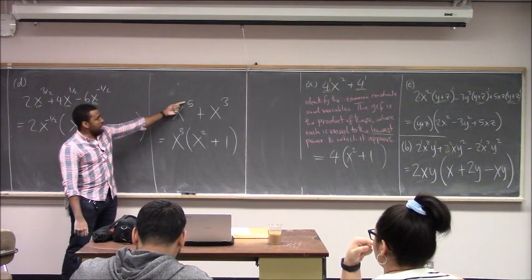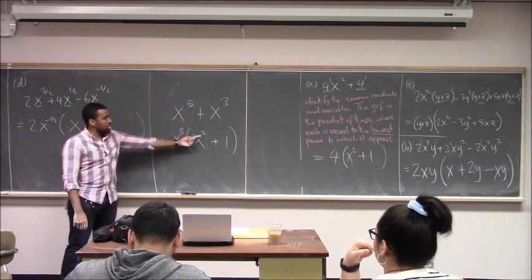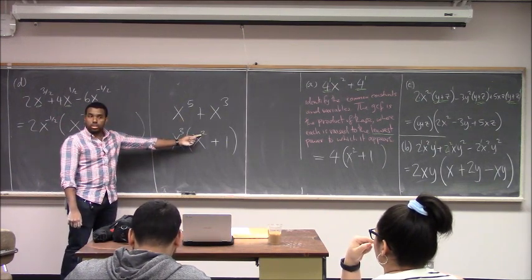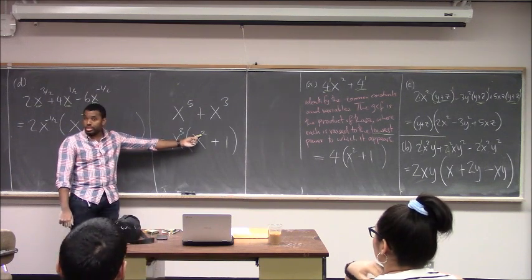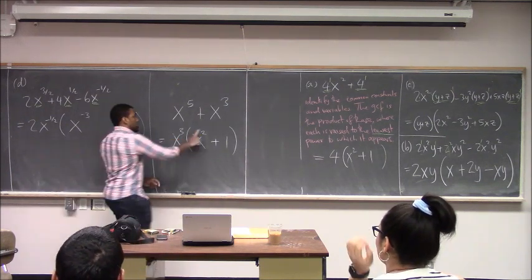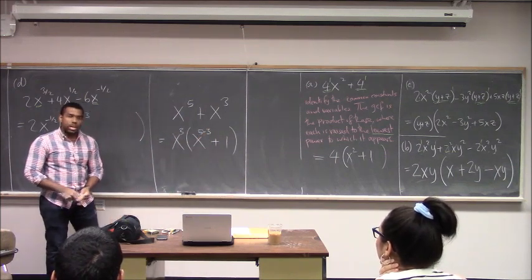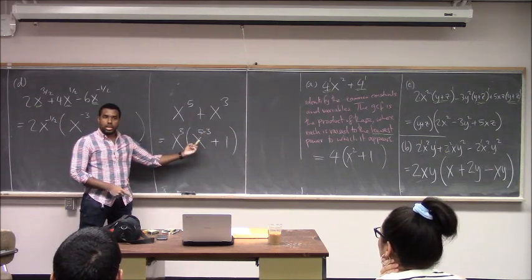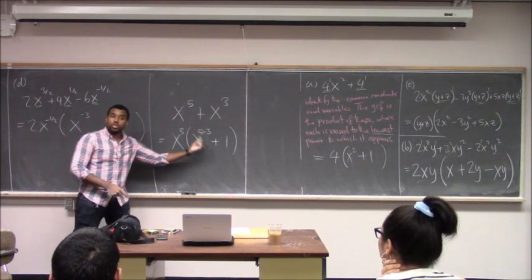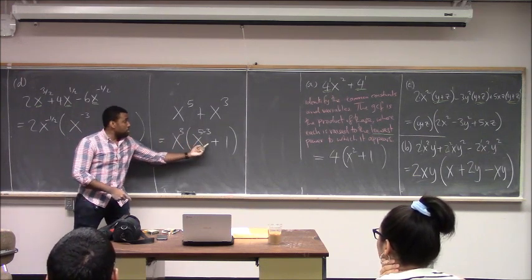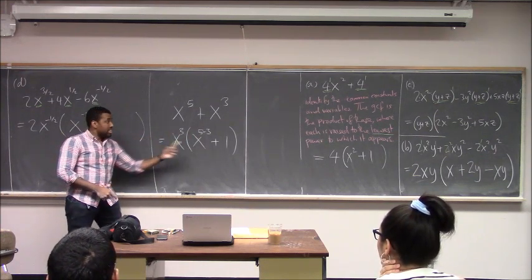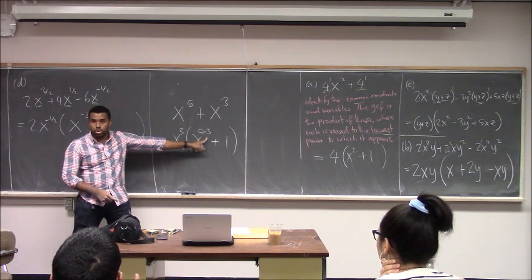What happened to the 5 when I pulled out the 3 to turn it into a 2? I subtracted the 3. Why subtract the 3? Well, I know when I multiply things of the same base, I add the powers. Here I'm trying to reverse that process, which means if I'm pulling off a factor, I need to be subtracting the power that I pull off.